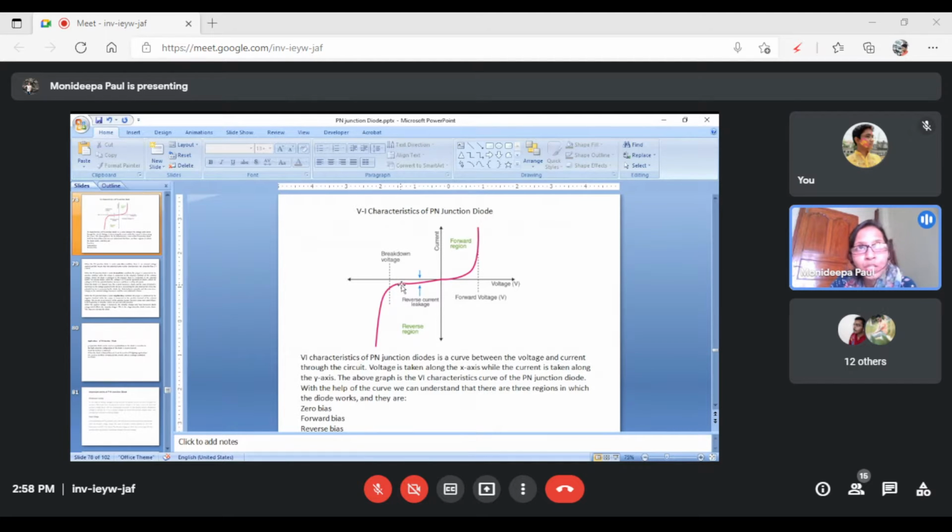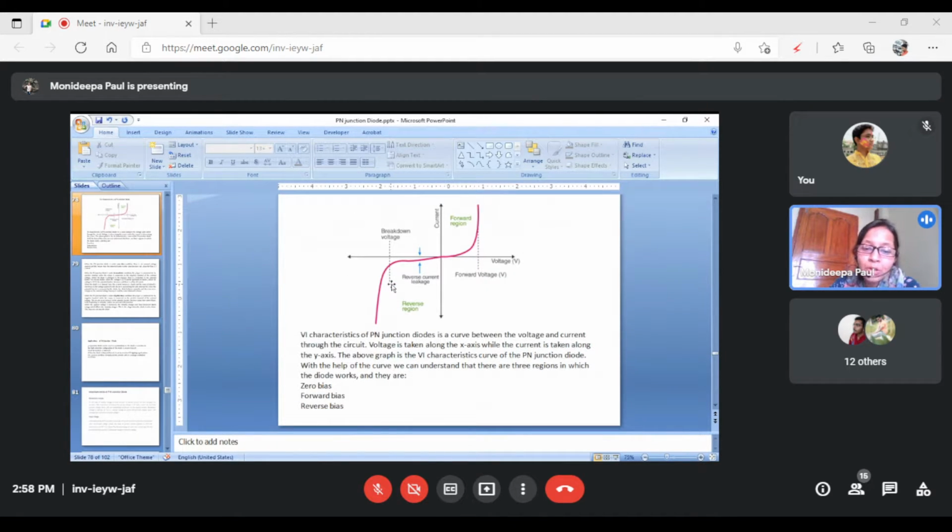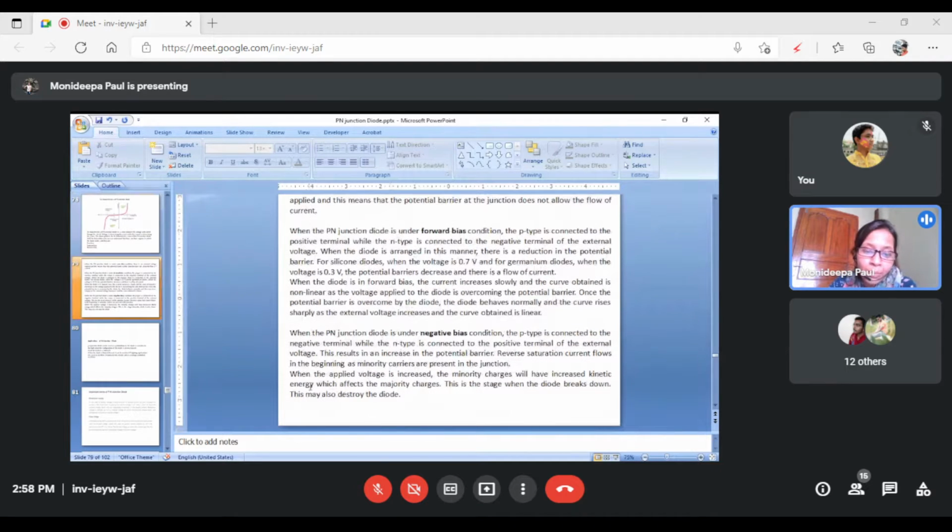After a certain point there is no further current, but if you increase the voltage, then breakdown occurs. That means the barrier potential keeps increasing and breakdown occurs. When the applied voltage is increased, the minority charges gain increased kinetic energy, which affects the majority charges. This is the stage when the diode breaks down. That means the diode will be damaged. So in the reverse bias condition, we can't operate a diode. We always operate a diode in the forward bias condition.